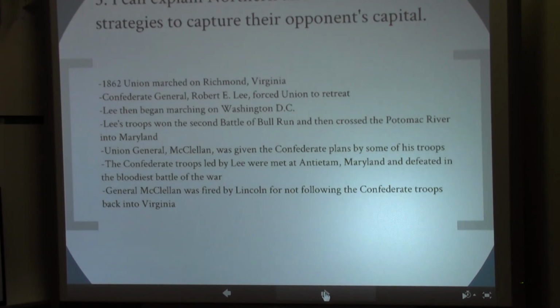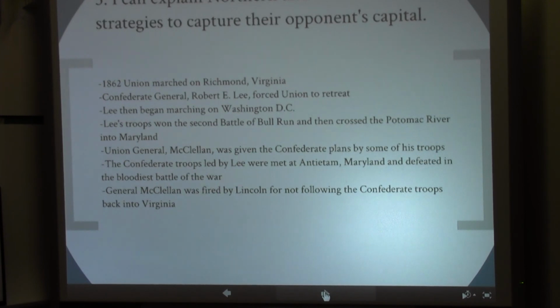The Union General, George McClellan, was given the Confederate plans by some of his troops. This was absolutely just a stroke of luck that the troops came across the plans. They turned them over to the general, and he was able to discover that Lee's troops were separated from Stonewall Jackson's troops at the time, and so McClellan decided to march against Lee. And they were met at Antietam, Maryland, and defeated in the bloodiest battle of the war.